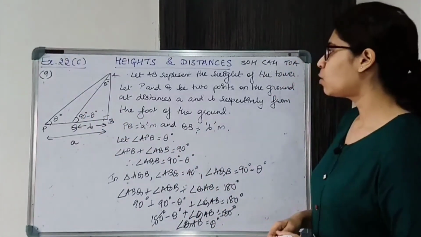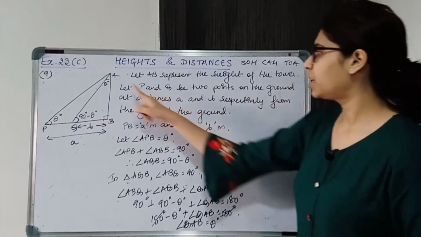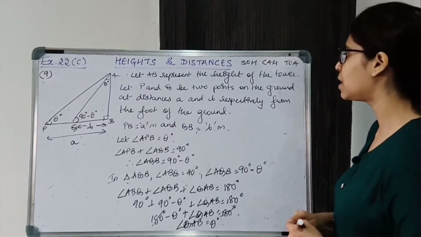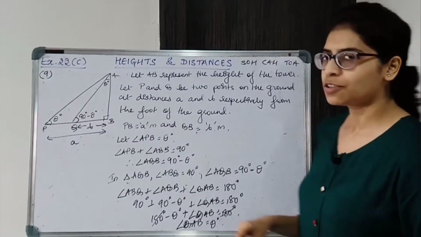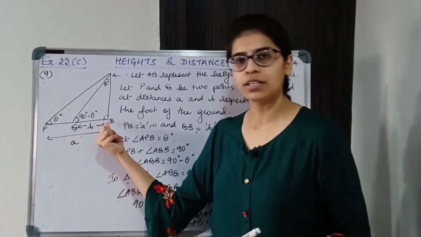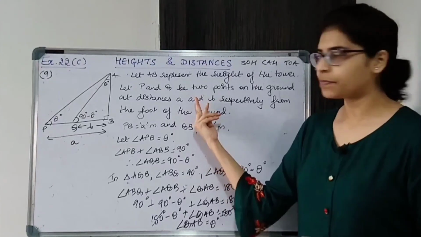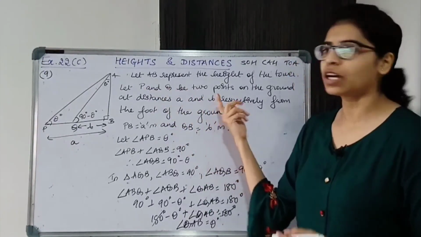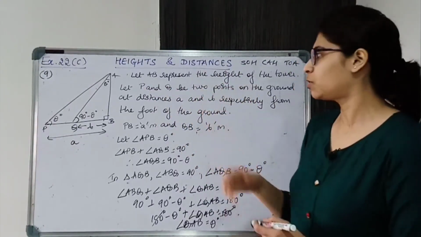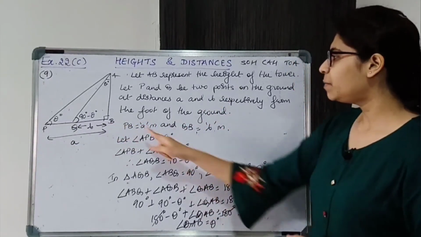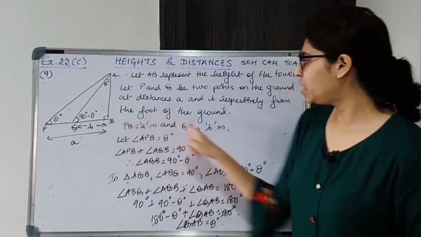Now AB represents the height of the tower, and P and Q are two points on the ground at distances A and B respectively from the foot of the tower. So I have taken P's distance as A and Q's distance as B. You can take the other way around also, so change the order. Then P's distance will be B and Q's will be A, in case you take the other way around. So from the foot of the tower, that is B, PB is A and QB is B.